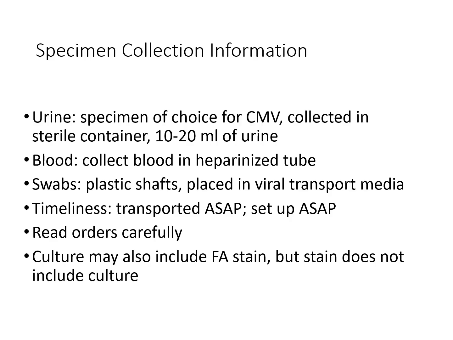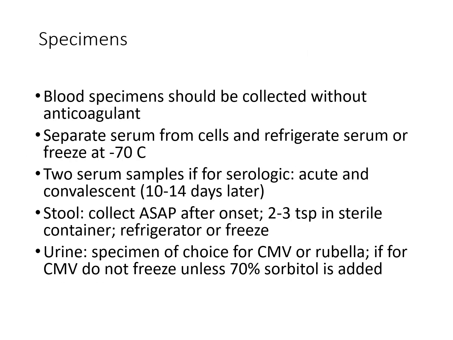Viral cultures may also be accompanied by fluorescent antibody staining for direct viral detection. However, fluorescent antibody staining is a separate procedure and does not replace the culture. Blood specimens for serologic testing should be collected without anticoagulant to allow proper serum separation. After collection, serum must be separated promptly from the cells and either refrigerated or frozen at negative 70 degrees Celsius to preserve antibody integrity. When serologic testing is indicated, 2 serum samples are required: an acute phase sample taken during early illness and a convalescent phase sample collected 10 to 14 days later to detect changes in antibody levels.